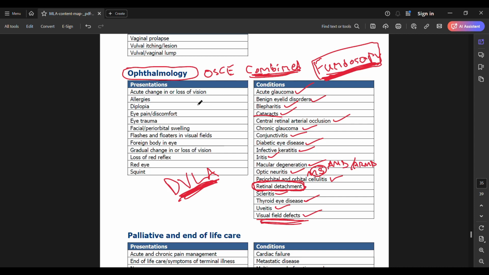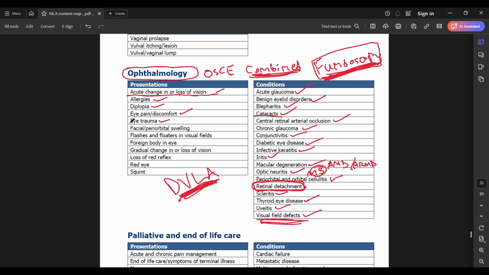Okay, so presentations, now that we have a little bit of time, we can go through this as well. Acute change in or loss of vision. This is usually how the patient presents, some kind of blurring of vision, loss of vision, could be sudden, could be gradual. Allergies, in the case of watery eyes, red eyes. Diplopia, in the case where a patient's extraocular muscles or nerves are affected. Eye pain and discomfort, again glaucoma, could be an infection.